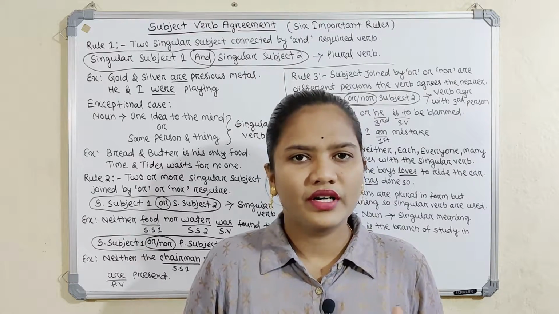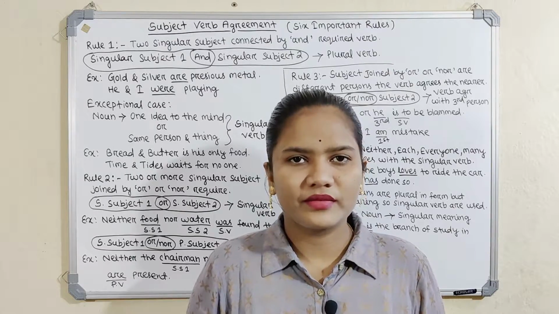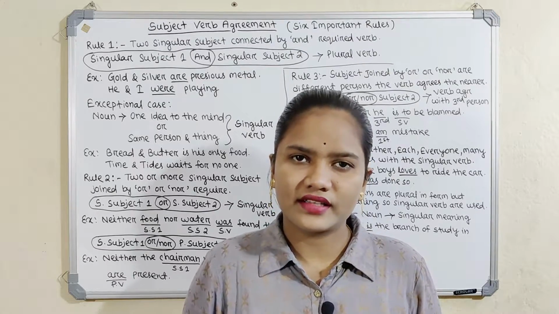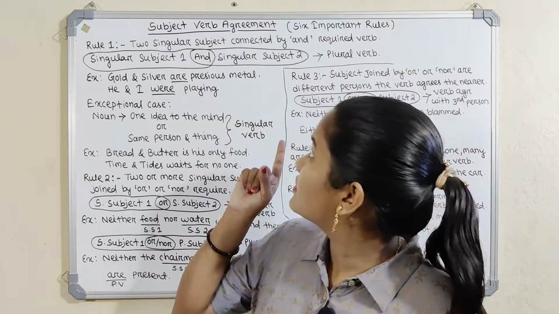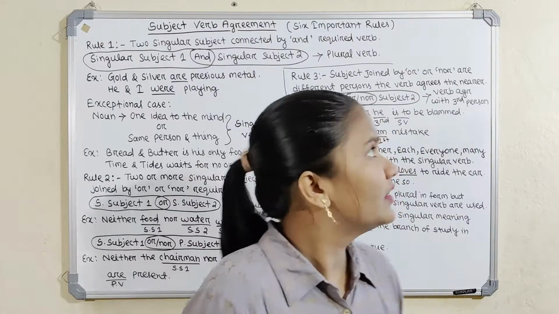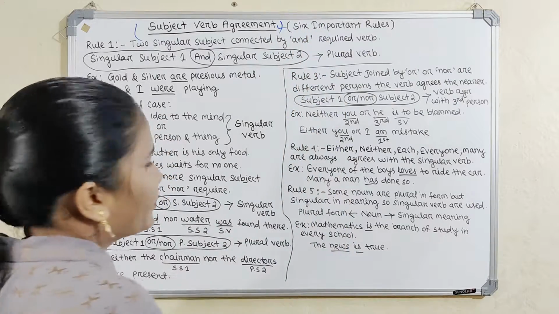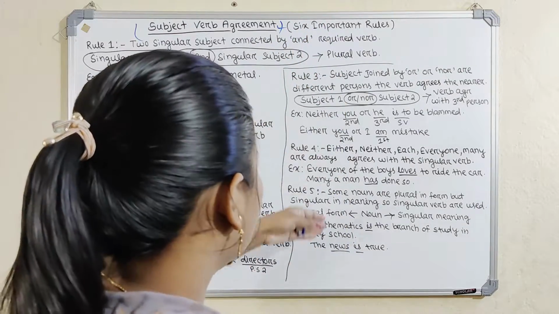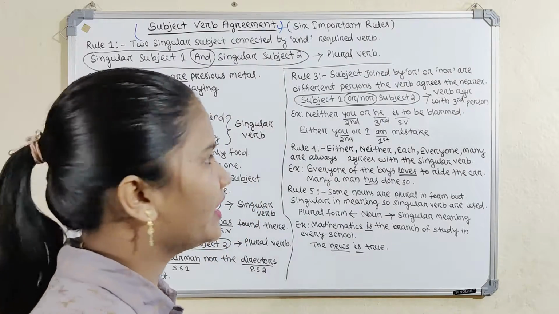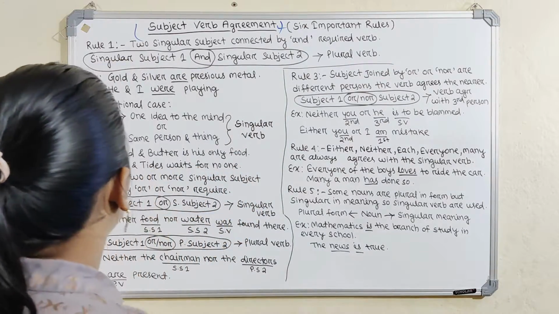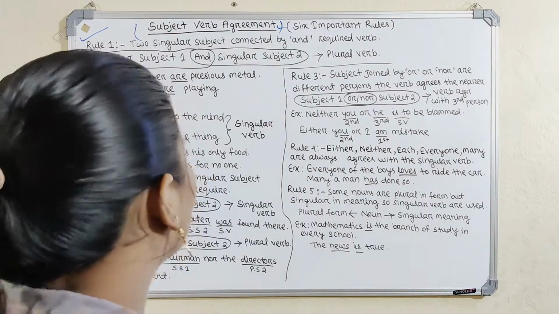But today we will be learning the 6 rules behind subject-verb agreement, what they are, how they are executed, and their examples. Okay, let's start the class with the 6 rules. Subject-verb agreement, I taught you in yesterday's class. Today we will learn how the subject and verb agreement is executed. So we will start with rule 1. Okay. Rule 1 is what?